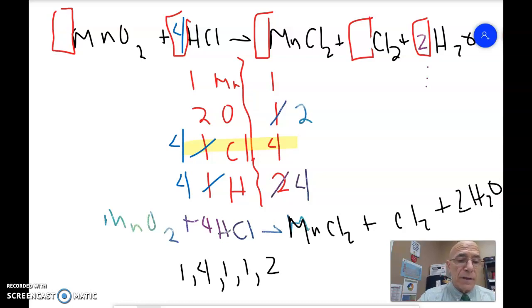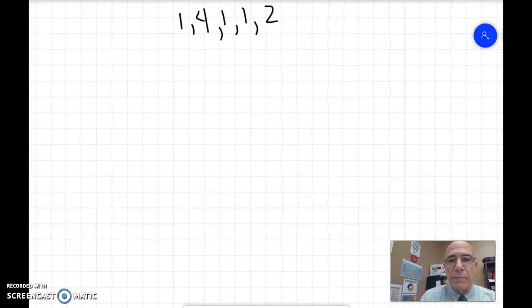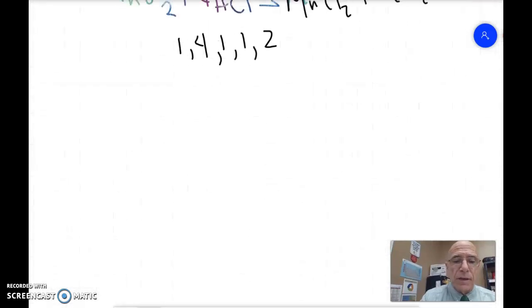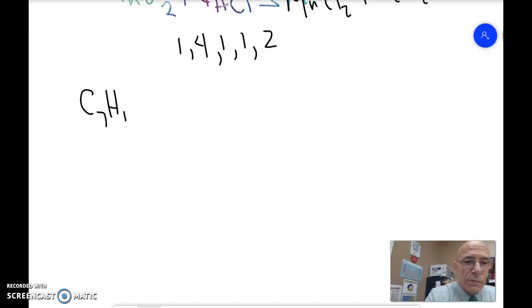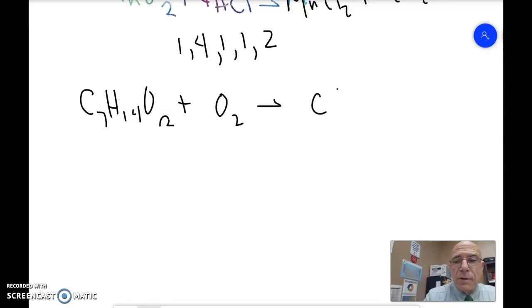Okay, the third one of these is called a combustion reaction, and they can be a little bit tricky because of the oxygen thing again. So let me give you one here. This is also from the book. C7H14O2 reacts with oxygen to produce carbon dioxide and water.